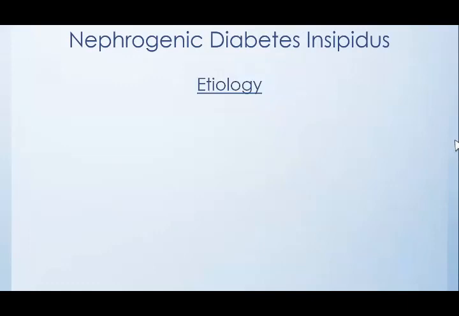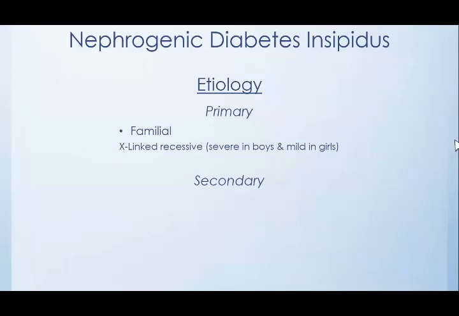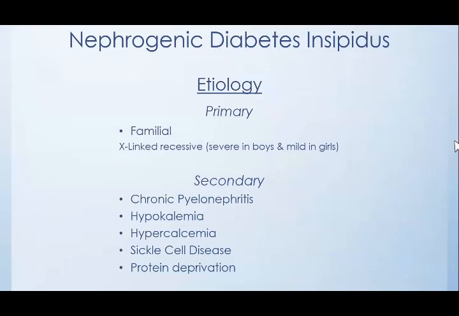The etiology of the nephrogenic diabetes insipidus is divided into two, primary and secondary. Primary may be familial. Secondary is chronic pyelonephritis, a kidney disorder, hypokalemia, hypercalcemia, sickle cell disease, or protein deprivation.